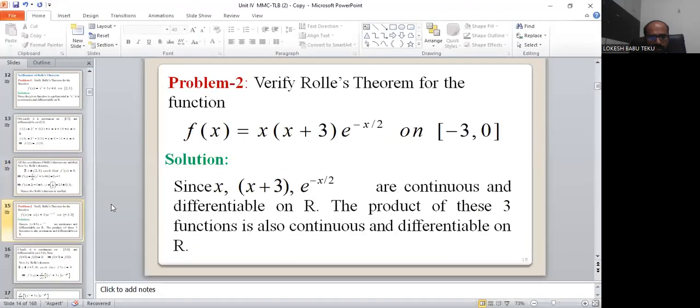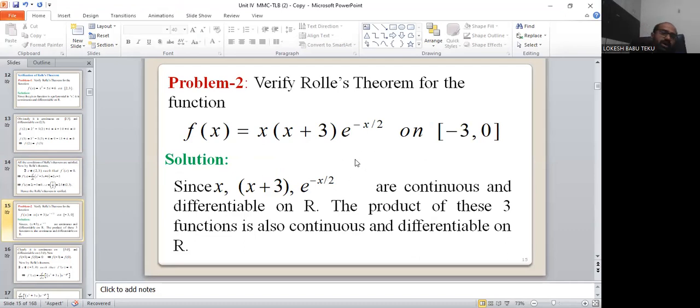Yeah. So please write down this problem. Verify Rolle's theorem for the function f of x equal to x into (x plus 3) into e power minus x by 2. Take x into (x plus 3) as u and e power minus x by 2 as v. And check the continuity, differentiability and f of a equal to f of b. Then find the c value by using f dash c equal to 0.